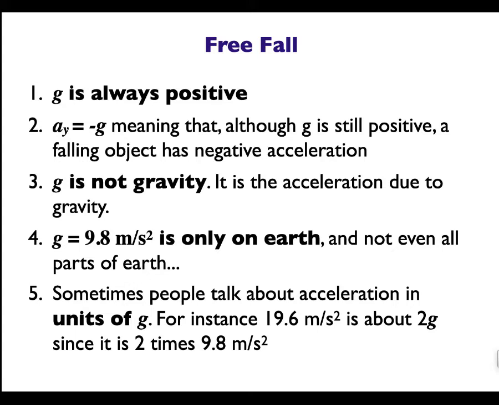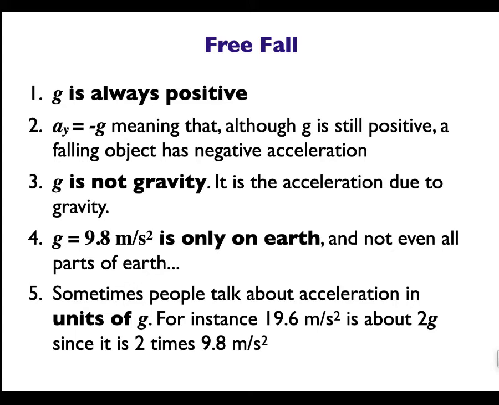Just some summary here, some details, sort of my frequently asked question sheet about g, which is g is always positive. Acceleration in the y direction when we're talking about gravity is negative g, meaning that you have to put the negative in yourself. g is not gravity, it's the acceleration due to gravity because g is going to be different on the moon. It's also going to be different at the top of Everest by a very small amount. This only is true on Earth and only parts of Earth, so under the water, up high, not true.